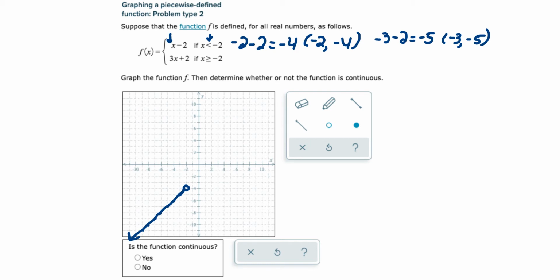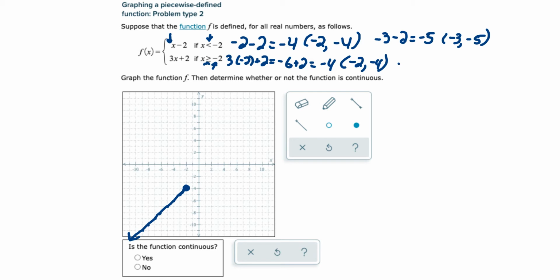For the next one, you also want to plug in the negative 2. So you'd have 3 times negative 2 plus 2. That's negative 6 plus 2, which is negative 4. So this point is negative 2, negative 4, but this time it's equal to, so you want to fill in a circle for that one. And then it's for all x values greater than negative 2.